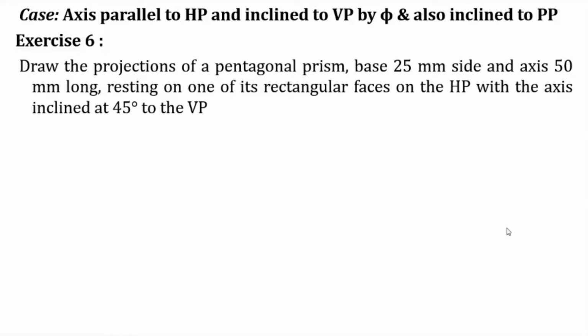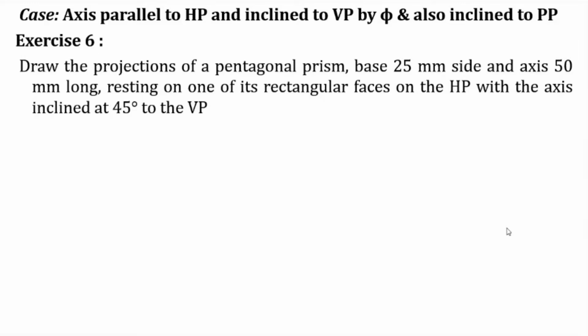Draw the projections of a pentagonal prism. Here also it is a pentagonal prism, base 25 millimeter side and axis 50 millimeter long, resting on one of its rectangular faces on the HP with the axis inclined at 45 degree to the VP. In the previous case, it was resting on HP with one of its base corners. But in this case, it is resting on HP with one of its rectangular faces with the axis inclined at 45 degree to VP. So note down the question and then let's see how it will look.